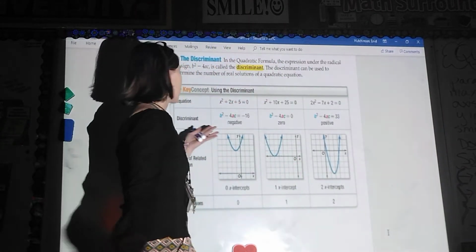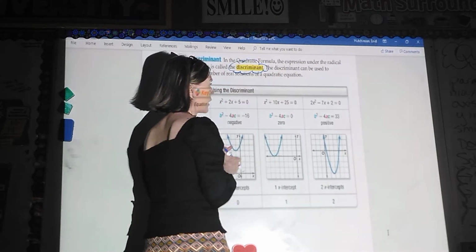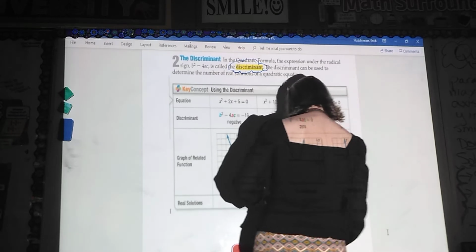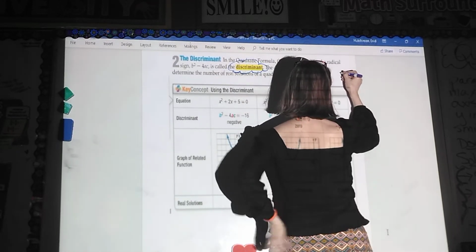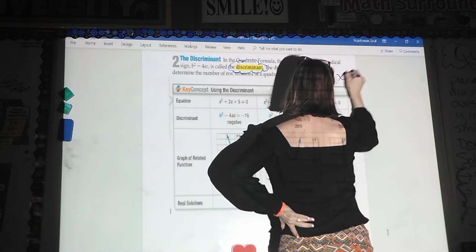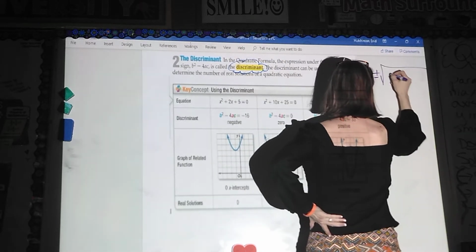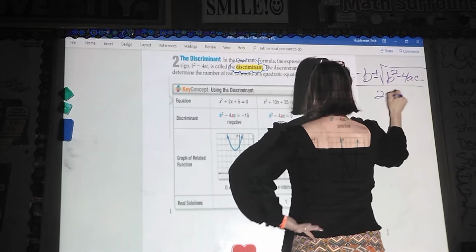Discriminant. Okay. So everyone should write the word discriminant at the top to title this lesson, and here it is. Everyone go ahead, you're writing this as I'm writing it. Here we go. The quadratic formula is x equals negative b plus or minus the square root of b squared minus 4ac, all divided by 2a.